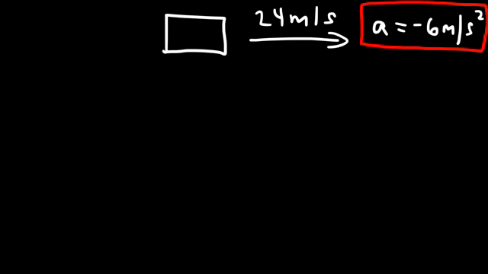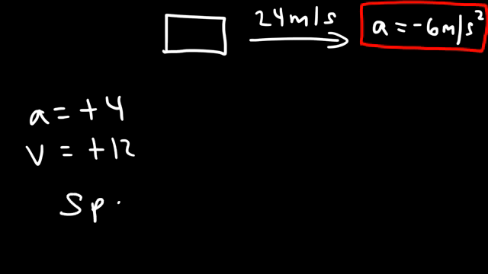In the last example, the acceleration was positive 4 and the velocity had positive values. It started with positive 12. And so because velocity and acceleration have the same sign, the object was speeding up.